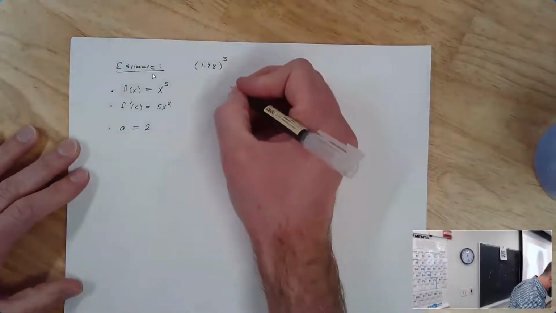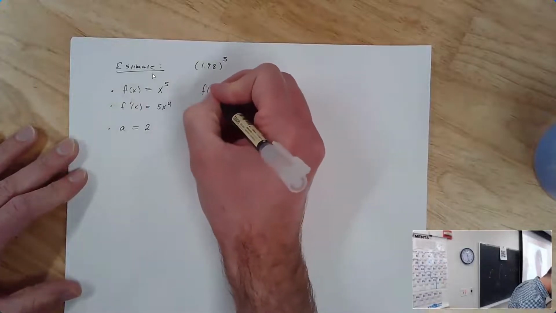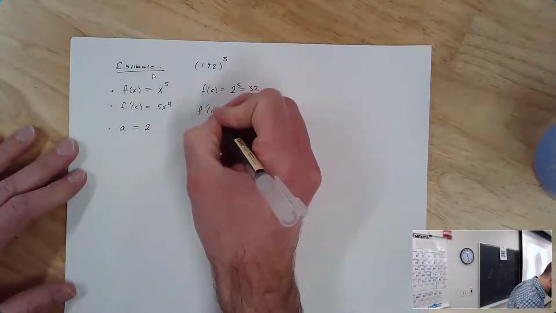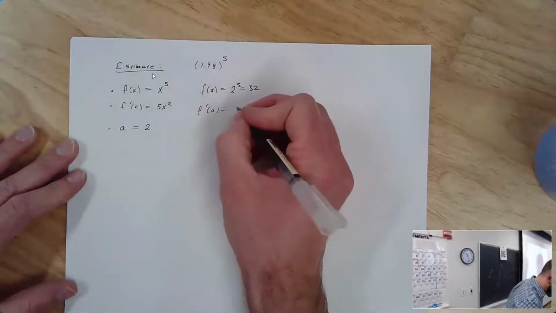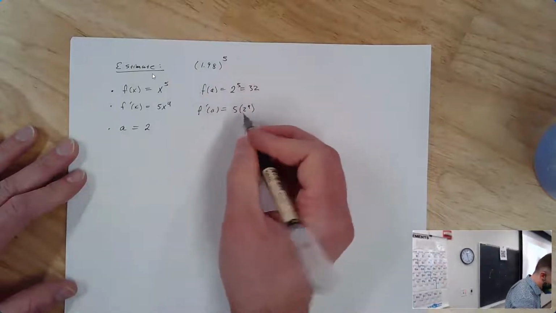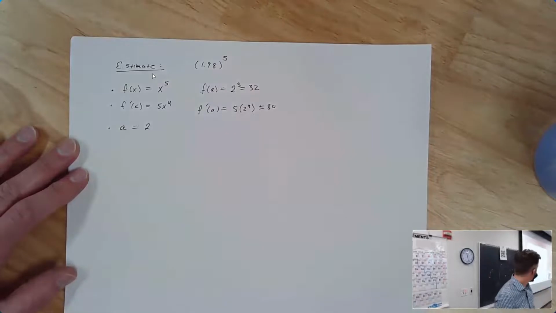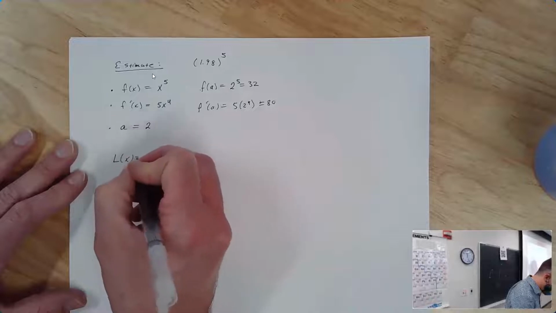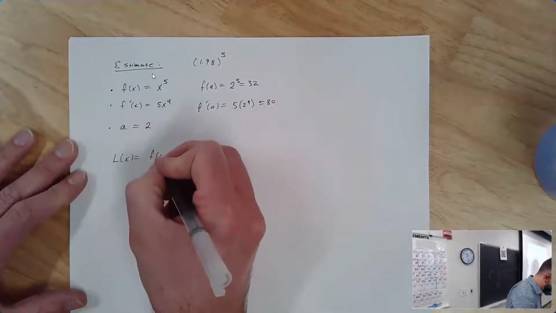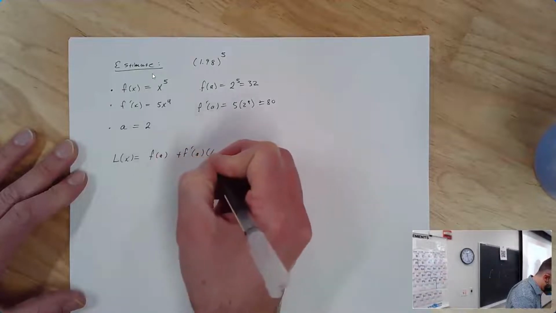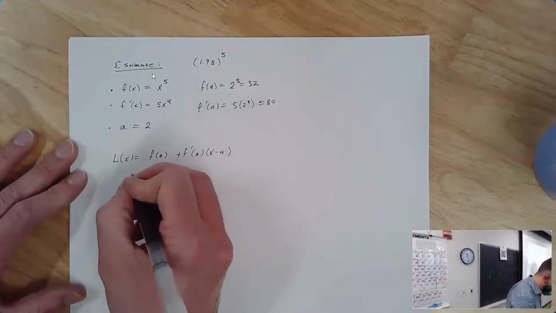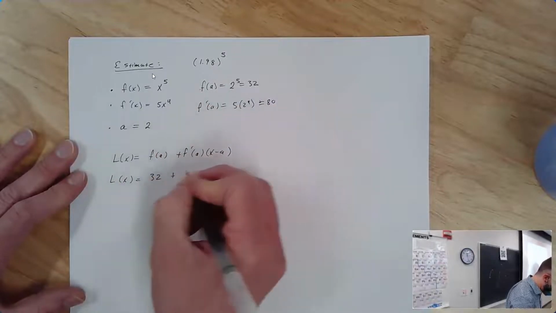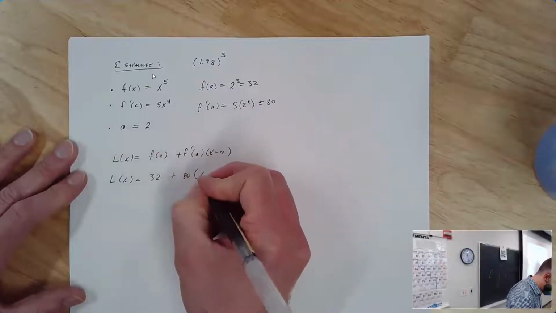All right, so f of a is going to be 2 to the 5th, which is 32. And f prime of a is going to be what? 5 times 2 to the 4th, which is 5 times 16, which is 80. Now if we write our linearization, it's the same formula as every other time: f of a plus f prime of a times x minus a. If we plug in our values, we get 32 plus 80 times x minus 2.